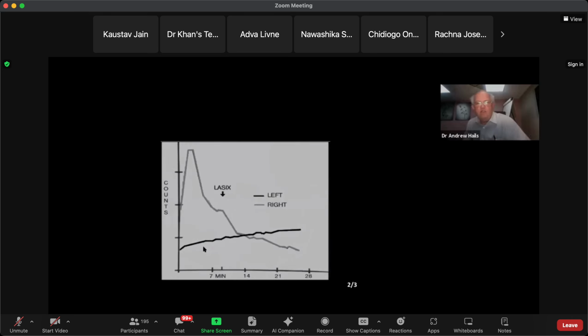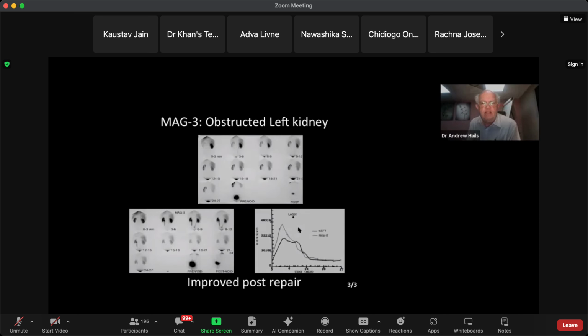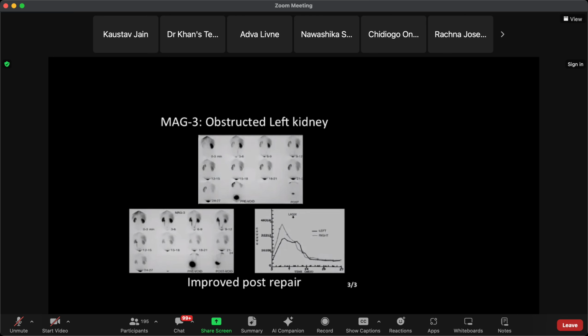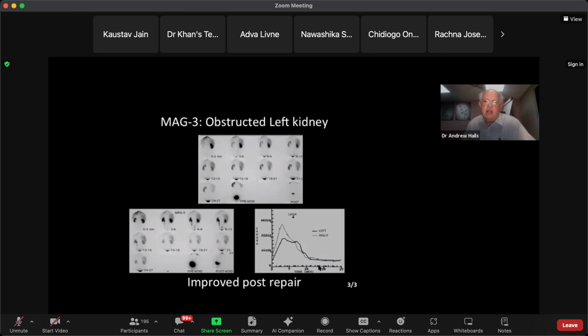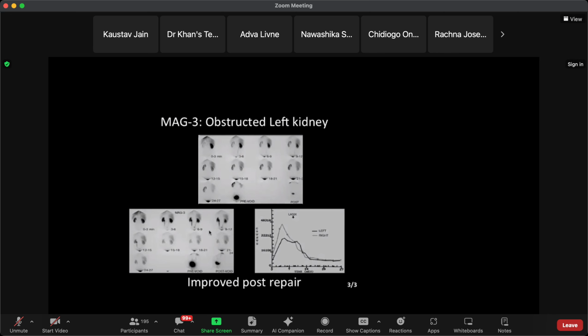And it's obviously a very old slide, isn't it? But you see the left side gradually builds up, whereas the right side has a normal curve. So an obstructed left kidney, and this patient did have a repair. After their surgery, the drainage from the left kidney dramatically improved. So it wasn't completely normal, but you see it's now falling away as it normally should. And you get radioisotope in both ureters.